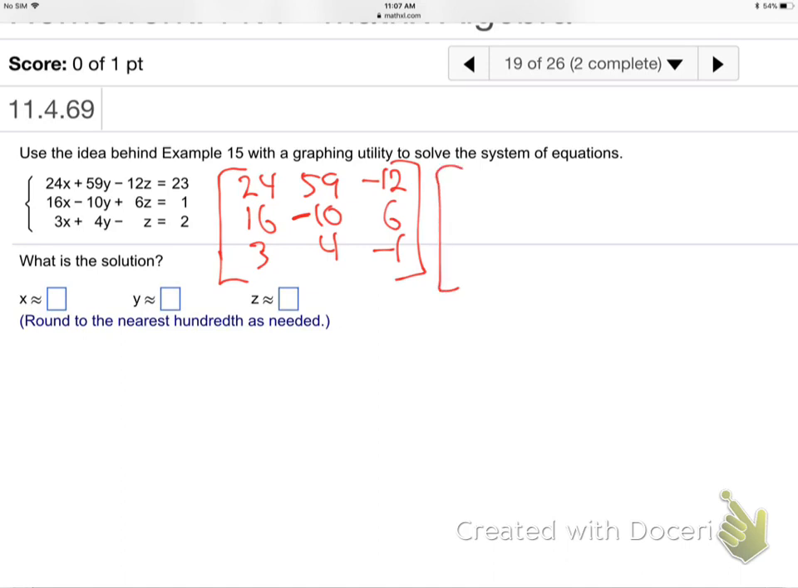And then you put right next to that a column matrix with X, Y, and Z going down like that instead of sideways. Equals, and then you put on the right one column matrix for the 23, the 1, and the 2. Now, why? Because that's the same.